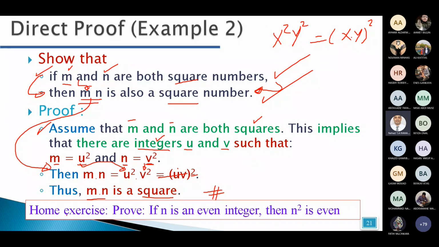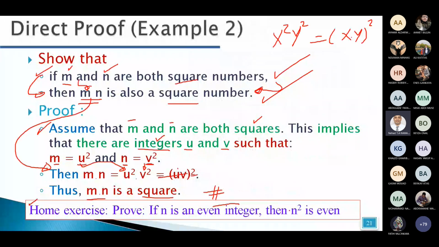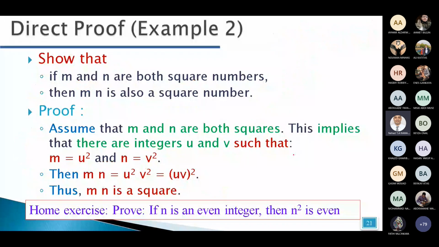You can solve this exercise at home. It proves that if n is an odd integer, we proved it here for the odd, okay? You need to prove it for the even at home. Prove that if n is an even integer, then n to power 2 is an even integer also. Prove it at your home.